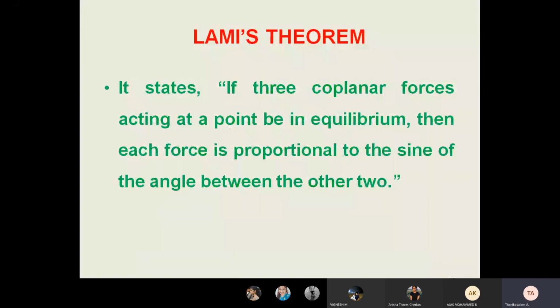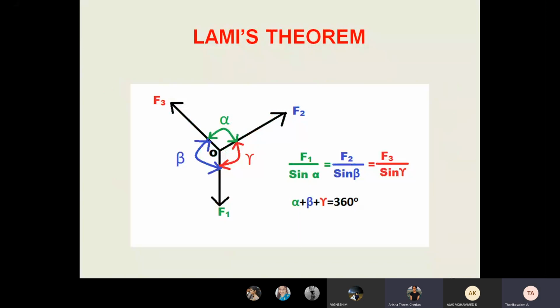It says that if three forces acting at a point are in equilibrium, then each force is proportional to the sine of the angle between the other two. See here, F1, and the angle between F2 and F3. Therefore, F1 divided by sine alpha equals F2 divided by sine beta equals F3 divided by sine gamma. This is Lami's theorem. We know a circle is 360 degrees, no? That's why alpha plus beta plus gamma equals 360 degrees.